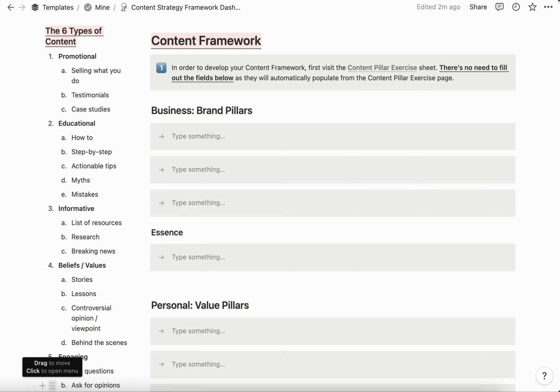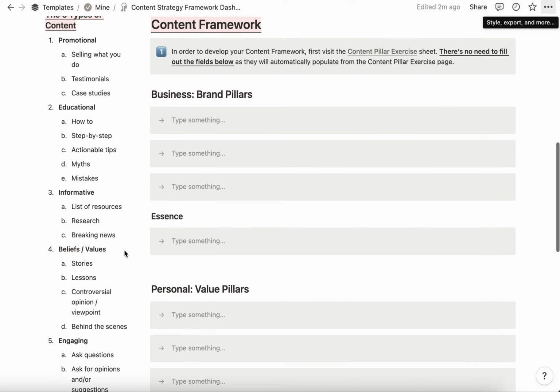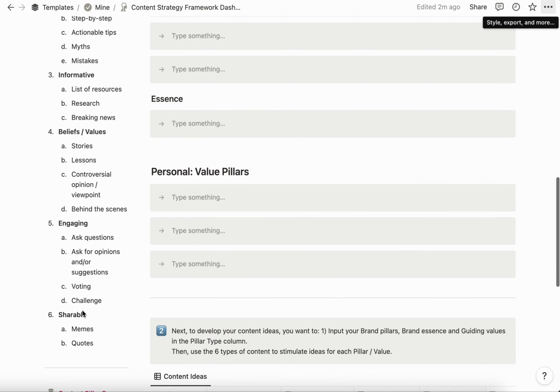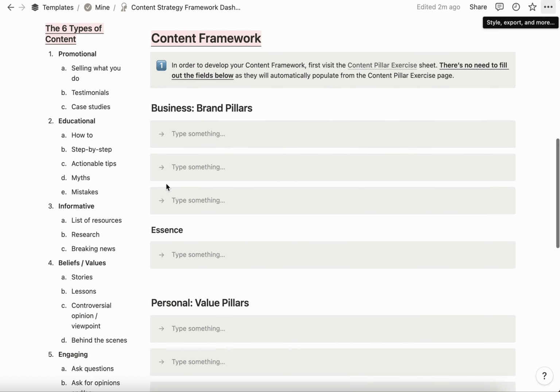Okay, so welcome to the Content Strategy Framework dashboard. If you're watching this video first, I encourage you to go over to the page that is down here, which is the content pillar exercise, and watch that first and do that exercise first. Once that's done, you're going to come to the content framework page.